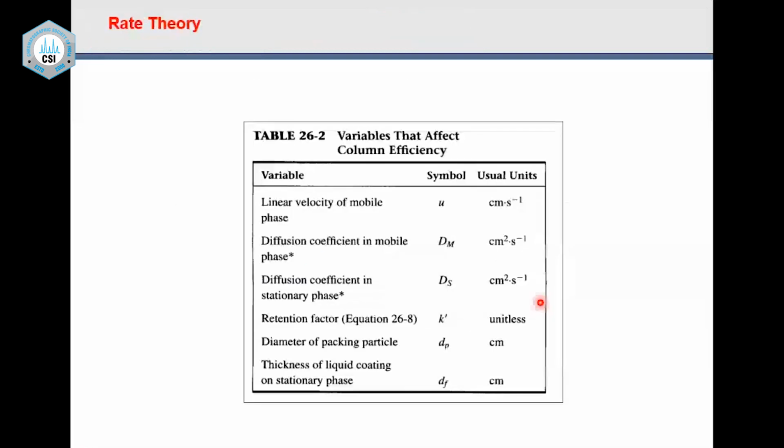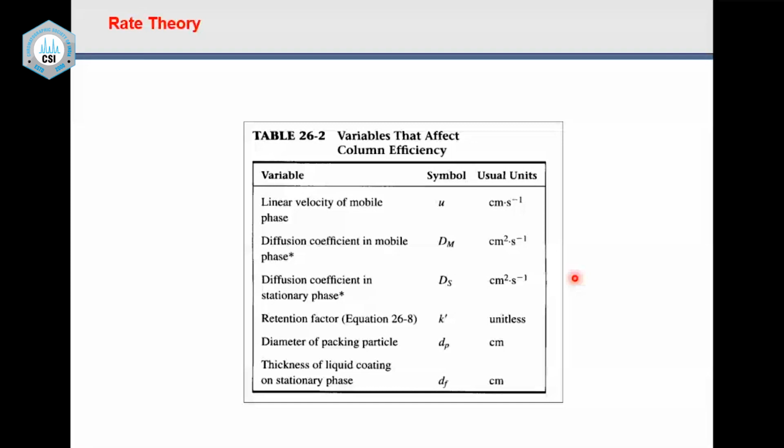Now we come to another part of the theory, which is called rate theory. In rate theory, we consider that chromatography is a dynamic process, not a static process. Everything is moving, your mobile phase is moving, your sample is moving, only the stationary phase in the column is stationary.